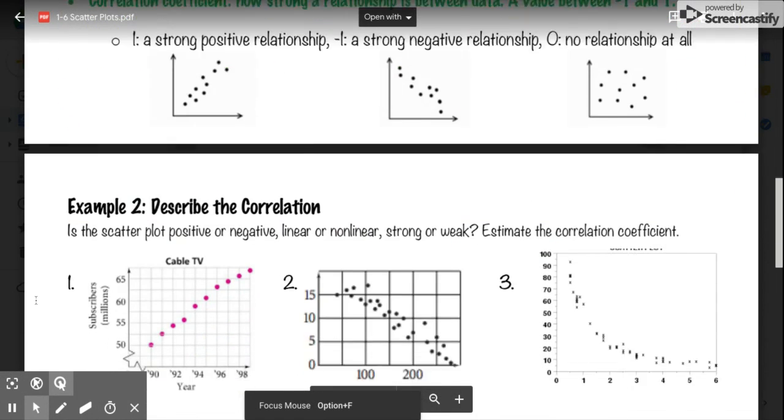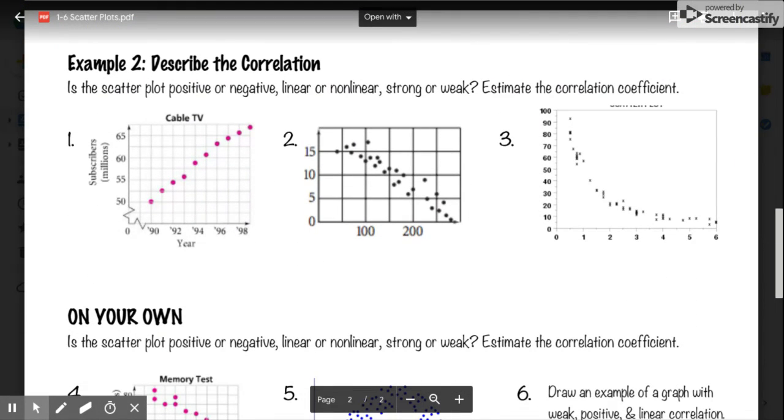So let's practice now describing the correlation. It's asking if it's positive or negative first, linear or nonlinear, strong or weak, and then we're going to estimate that correlation coefficient. So we're practicing all of this at once.